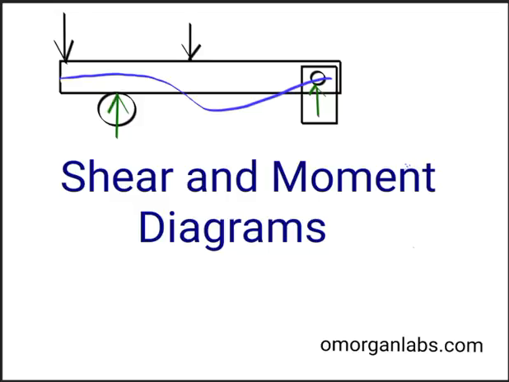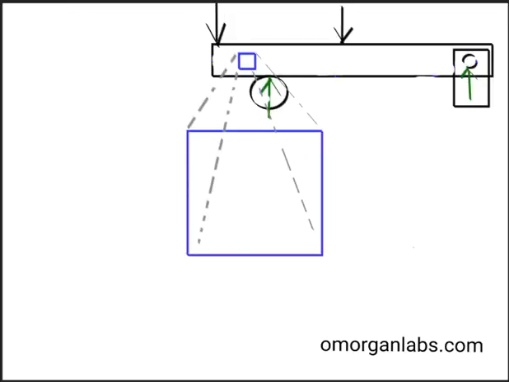We're going to talk about shear and moment diagrams today. First off, we have to talk a little bit about what shear is. Shear is when you consider a small element inside of your object. For our purposes, we'll assume this little square piece.